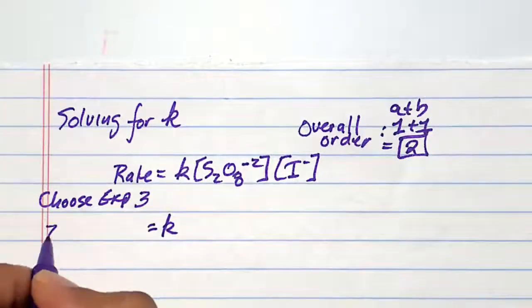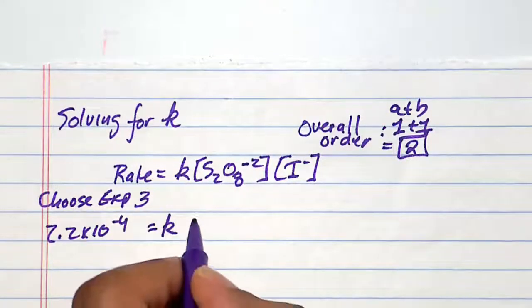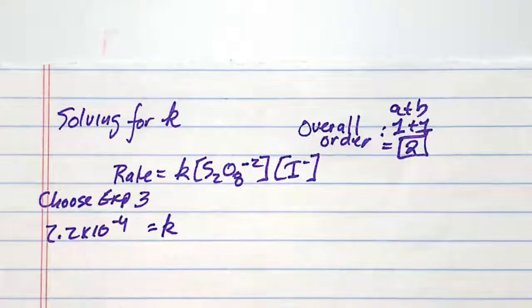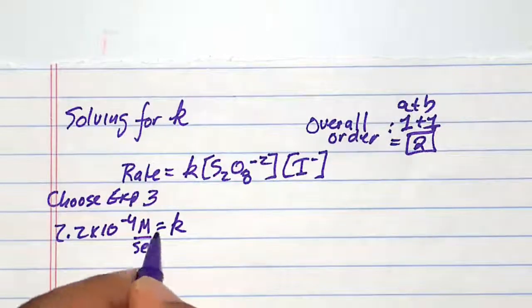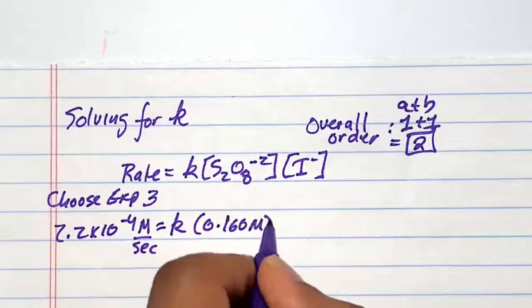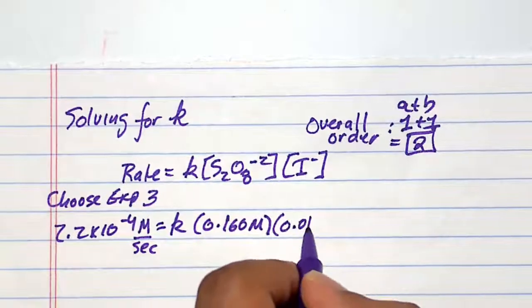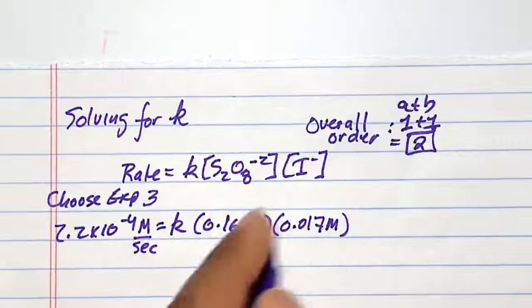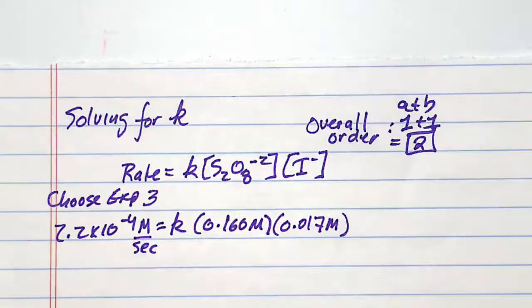Experiment 3 was 2.2 times 10 to the minus 4, which is equal to k times the concentration for experiment 3 that gave us this rate. By the way, our units are molarity over second. Here it's going to be 0.160 molar, raised to the power of 1, times 0.017 molar, also raised to the power of 1. So our units here, M times M, is molar squared. And so let's solve for k here.